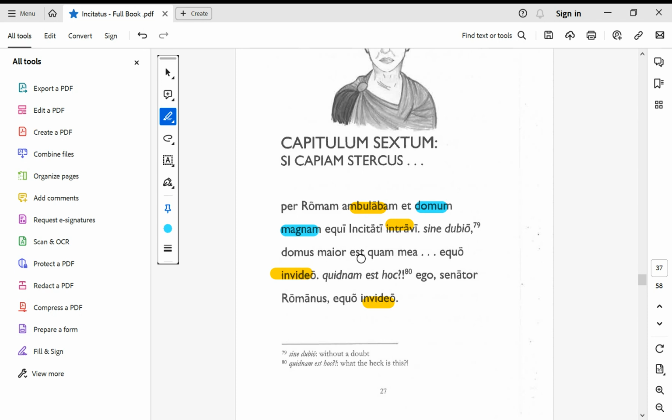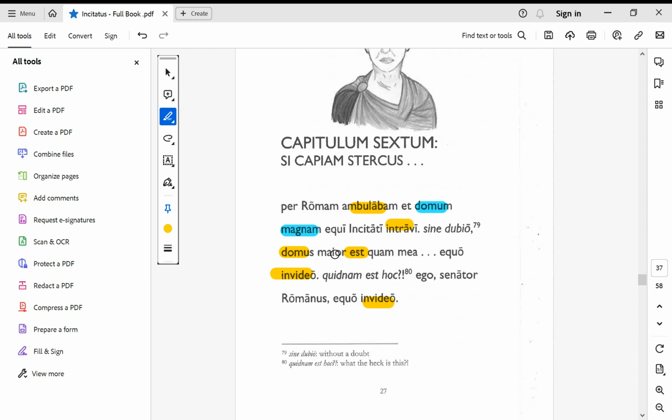Domus maior est quam mea. Ooh, I missed a verb there earlier. So we have est. Well, est is third person singular. So we need to figure out who is here. Well, without a doubt, domus maior. Domus ends with the US. That's nominative. So we know this here is our subject. So I'm going to highlight that in yellow as well. So the house is maior quam mea.